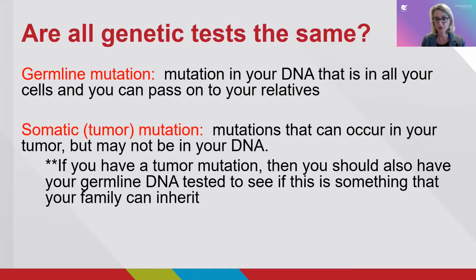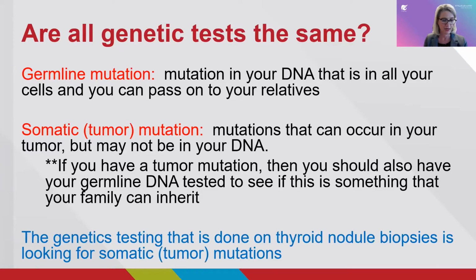So if you test the tumor either with a biopsy or after you've had your surgery, that may be just a somatic mutation, but you don't actually know unless you've also had the germline mutation tested. So in that case, if you've not had your germline mutation tested, but you have the somatic mutation, I usually then recommend that they still have the germline tested to see if this is something that is hereditary or if it just happened in their tumor itself. And then as I mentioned, the testing that's done on thyroid nodule biopsies is somatic testing. It's tumor testing, not germline testing.